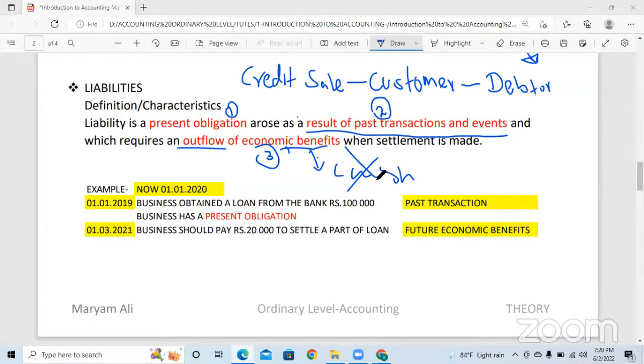You cannot avoid it. Now, why do you have an obligation? Because of a past transaction. Because yesterday you went and took a loan, you have a liability today. And you know that in the future, when you're going to settle it, there will be an outflow of economic benefits. So when you're explaining liability, the part in red color, guys, you all have to put in the definition. If not, you won't get the full marks for writing what a liability is.